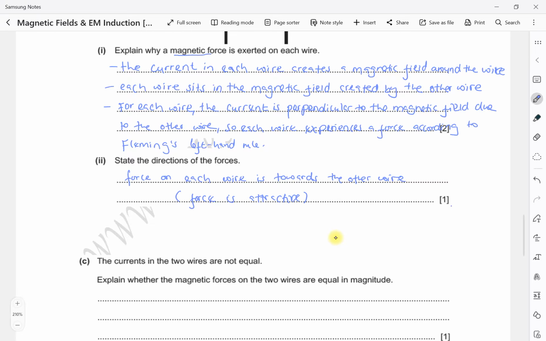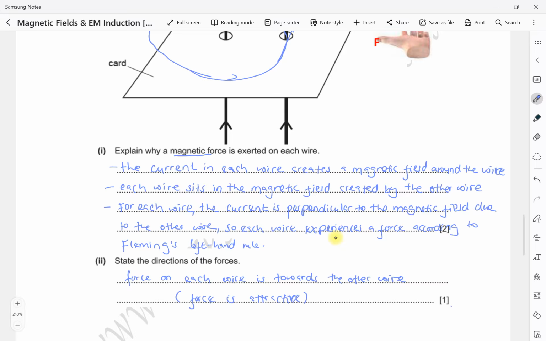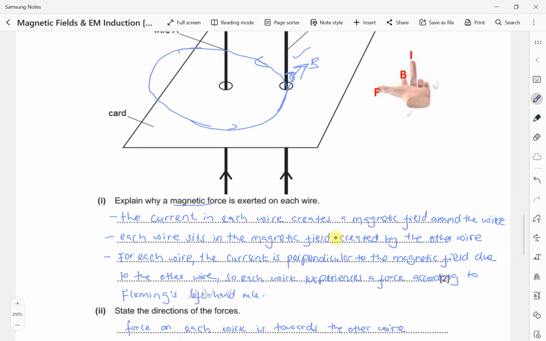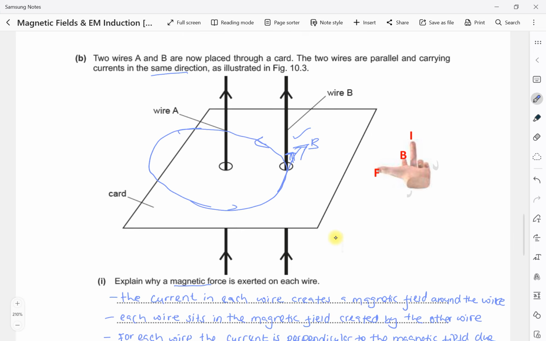You could say the force is attractive. We have explained this, I think, in equation 4c in part 1. You can check in part 1. Whenever wires carry current in the same direction, the force is attractive, that is towards each other. If the currents were to be in opposite directions, the forces would be repulsive.